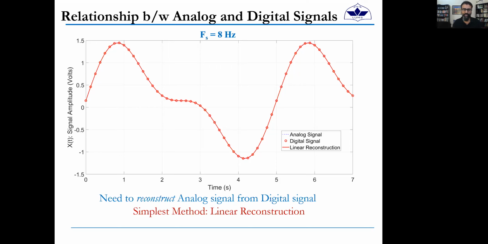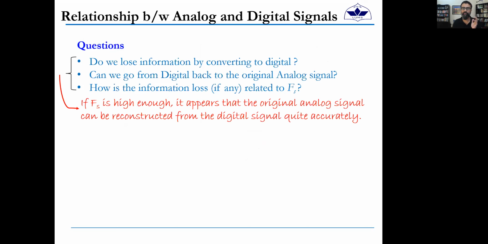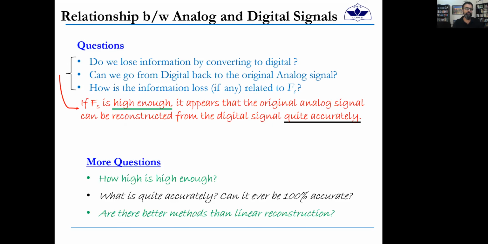Based on what we saw here, going from 2 hertz to 4 hertz to 8 hertz, this is an intuitive answer that I can come up with: if the sampling frequency is high enough, the original analog signal can be reconstructed from the digital signal quite accurately. And this is where we're going to stop as far as our intuition is concerned. Mind you, I know that this answer may lead to many more questions. What do you mean by high enough? Is 4 hertz high enough? Or is 8 hertz high enough? Or maybe 16 hertz? I know that's a valid question.